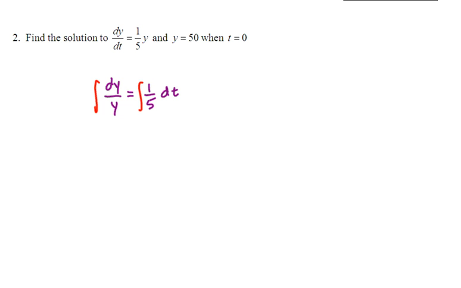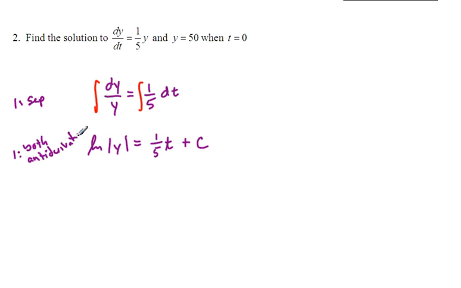We should know that the antiderivative of dy over y is natural log absolute value of y. The antiderivative here is just a constant, so it's going to be 1/5 t, and then we need to figure out that constant of integration. On your quiz, by the way, you got 1 point for separating the variables and 1 point if you had both antiderivatives correct. So to get the third point on this one, we need to solve for y.